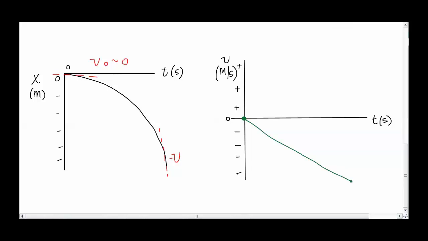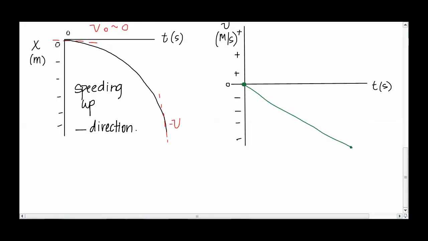And now remember, the slope of a velocity time graph is acceleration. The position time graph shows me it's speeding up in the negative direction. This velocity graph shows me that the acceleration, or the slope, is negative.